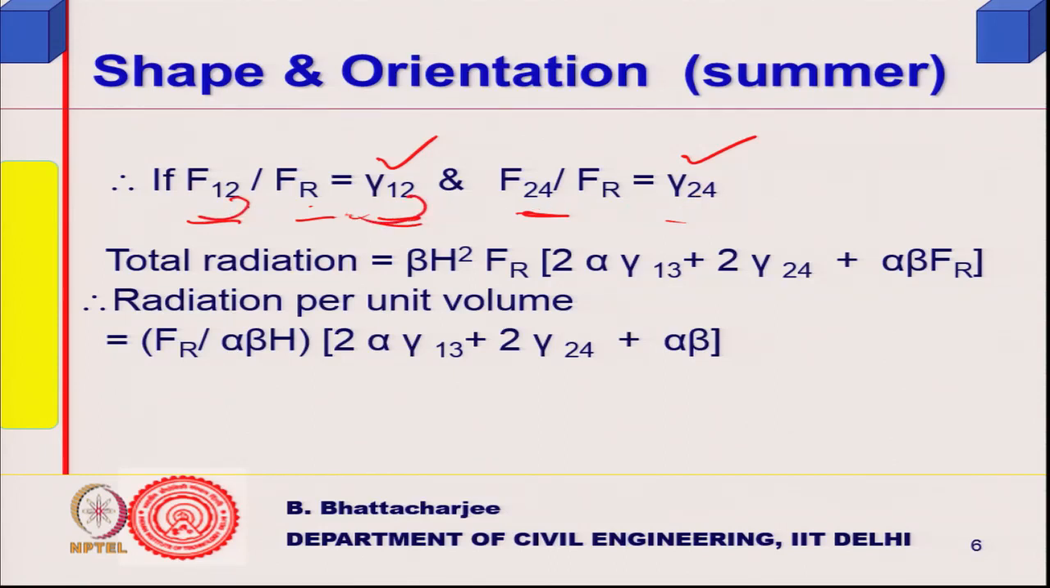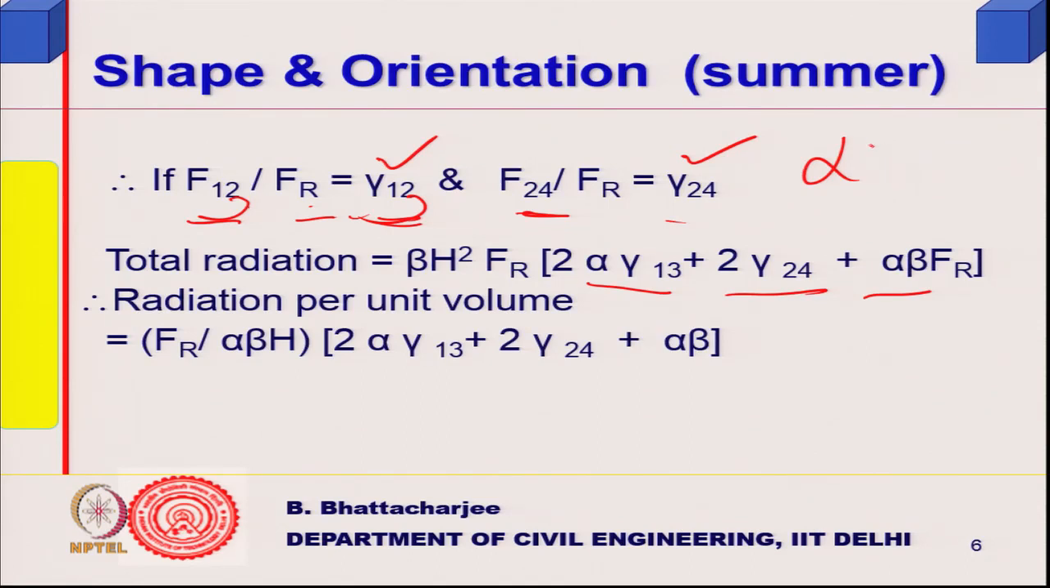It should be y13, and 24 is fine. So, 24 is fine, f13 it should be. So, total radiation is, this I am calling as y13, y24, etc. Radiation per unit volume I can calculate out. What is the volume? Alpha LBH.